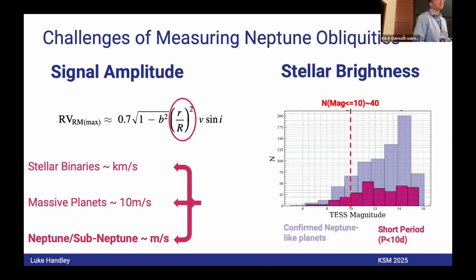And so to put this into context, for stellar binaries, the magnitude of the effect in RV space is like kilometers per second. For massive planets and brown dwarfs, it's like 10 meters per second, 100 meters per second. But for the Neptune and sub-Neptune class of planets, the effect is only at the meter per second or below level, right? So it's really, really hard to detect. And further, stellar brightness is an issue. These types of planets aren't particularly common, right? So the problem is that most of the time when we're going after these Neptune mass planets, they're going to also be around dim stars, which means that stellar brightness plays a role.